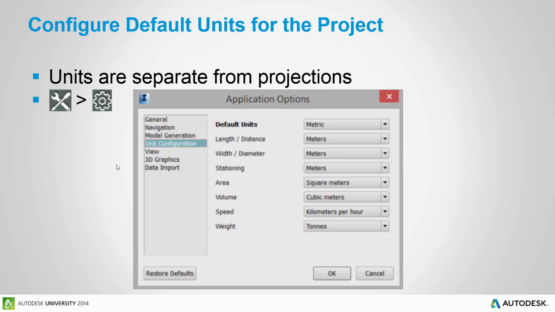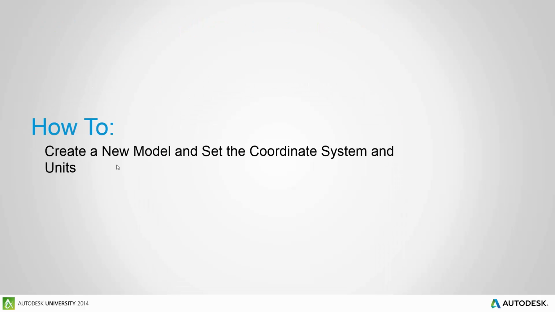Now, setting up the project coordinate system does not change the units that you see in the model. That's because when you're working with Autodesk InfraWorks, the units are unitless. And what you do is you set the units that you want to see in the model. And so we can do that very easily by going into the settings and utilities and then bringing up the application options. So let's actually see how this is done in the software.